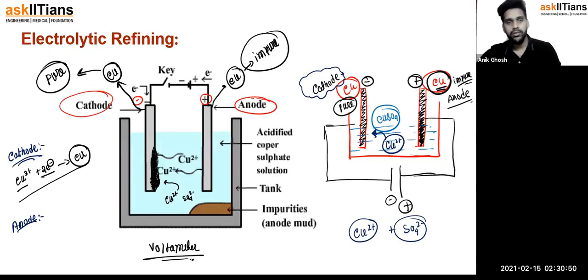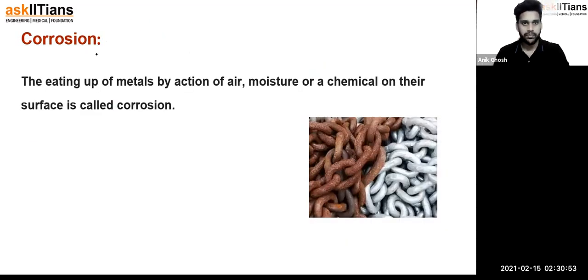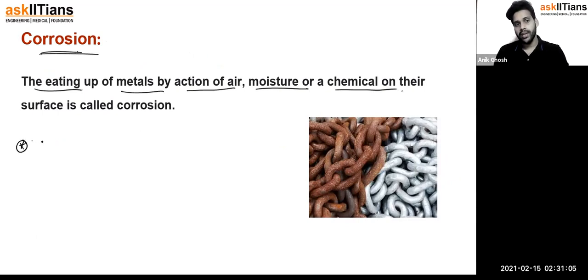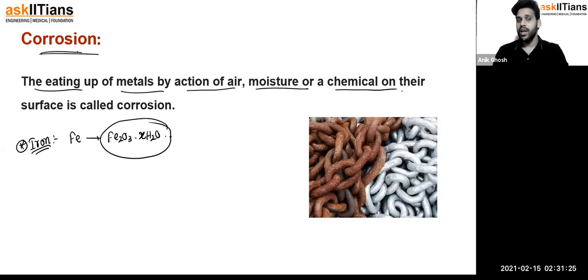Now we will move on to the next part, which is corrosion. What do you understand by the word corrosion? The eating up of metals by the action of air, moisture, or a chemical on the surface is called corrosion. So far, you have heard about iron getting corroded, isn't it? When iron gets corroded, it gives you rust, right? Fe2O3.xH2O. We don't know how much water would be attached there, so for that reason we write it xH2O, and we call it rusting.